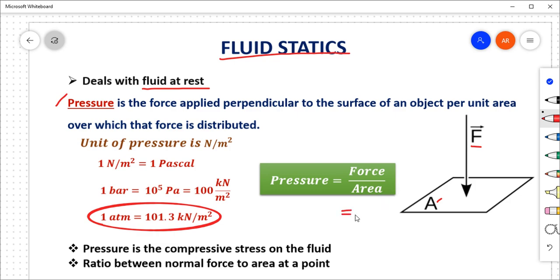Now we will see the unit of pressure. Unit of force is Newton and that of area is meter square. So unit of pressure is Newton per meter square. 1 Newton per meter square is also known as 1 Pascal. 1 bar is 10 raised to 5 pascals. And 1 atmospheric pressure is 101.3 kilonewton per meter square.